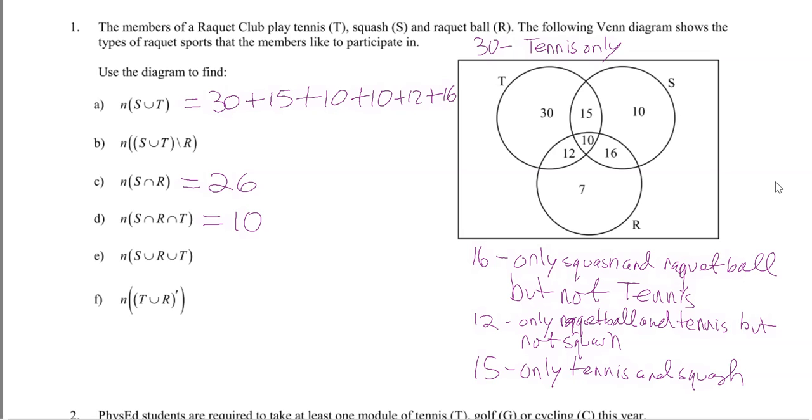S union T slash R. What's the slash R mean? What are we going to do? We're going to take off what? Take off the racquetball. So S union T without R is just 30 plus 15 plus 10 plus 10, which is 55. What's this? 45, 55, 65, 67, 77, 83, 93. So 93 plays squash or tennis. S union R union T. What would this be?